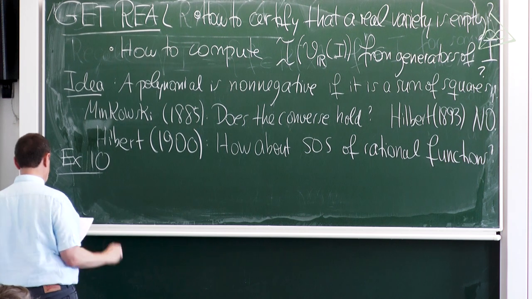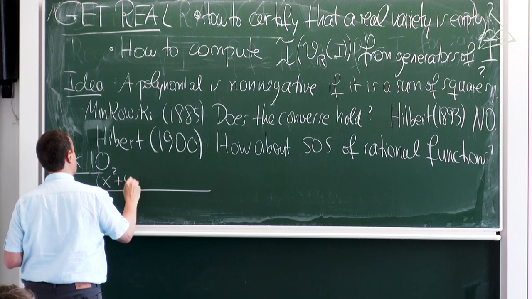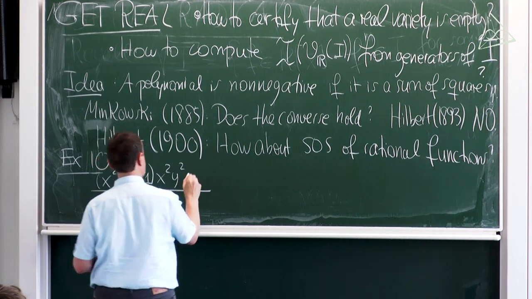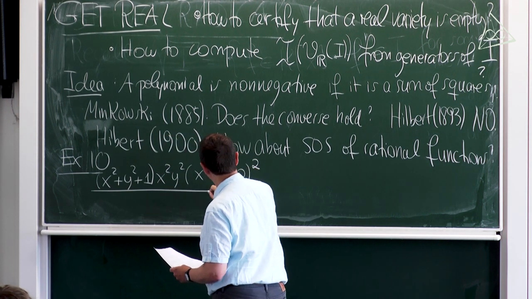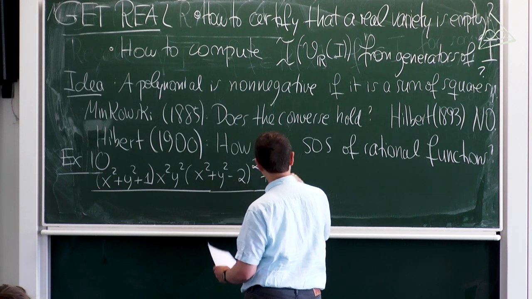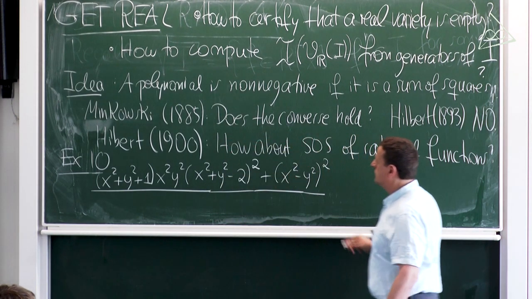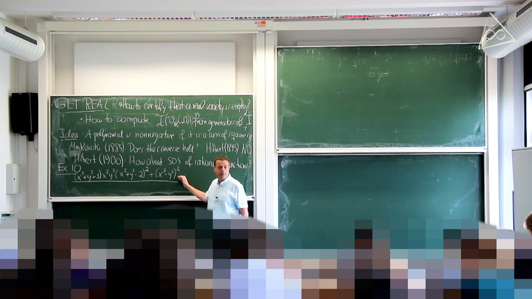This is example 10. I'm going to give you a rational function in two variables: x squared plus y squared plus 1 times x squared y squared times x squared plus y squared minus 2, and the whole thing squared. And a little bit more in the numerator, namely x squared minus y squared, and the whole thing squared. That's the numerator. Notice this numerator is a sum of squares of two polynomials, since everything is squared.